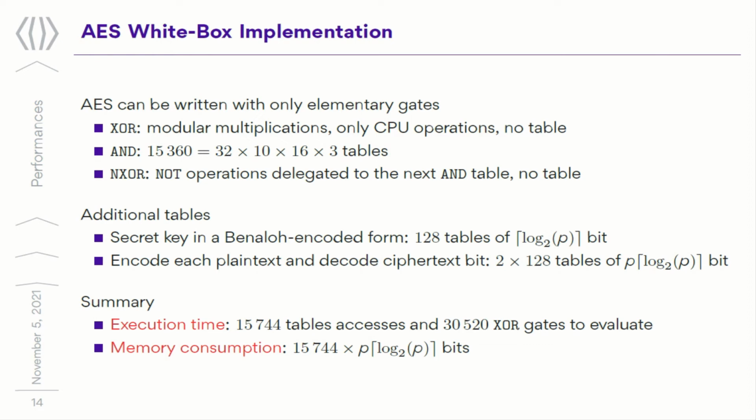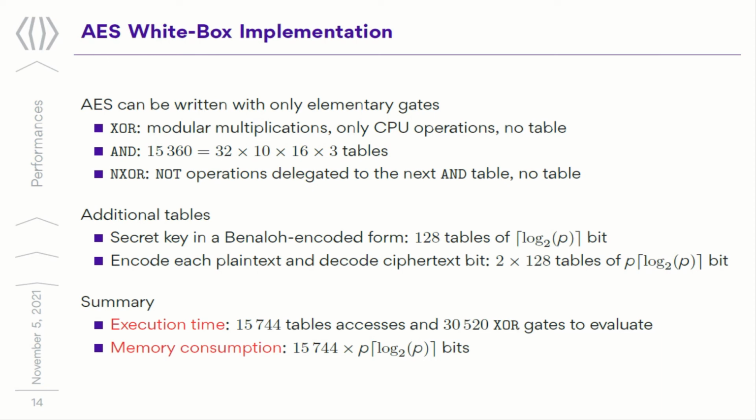We have seen that for the XOR, it's only modular multiplications, and so only CPU operations. And so we have no tables for the XOR. For the NOT, it's the same. We delegate this operation to the next AND table. And for the AND operations, we need around 15,000 tables, because we have 32 ANDs for each S-box, 10 rounds in the AES 128, 16 input bytes, and 3 tables for each gate.